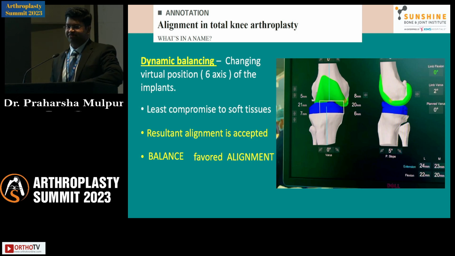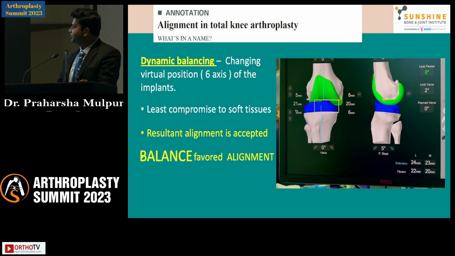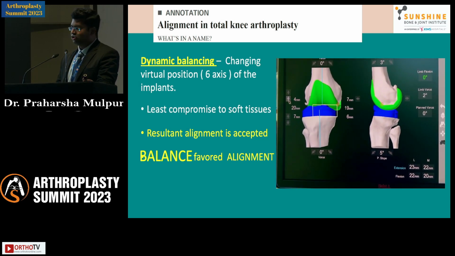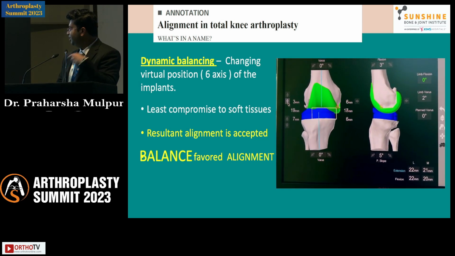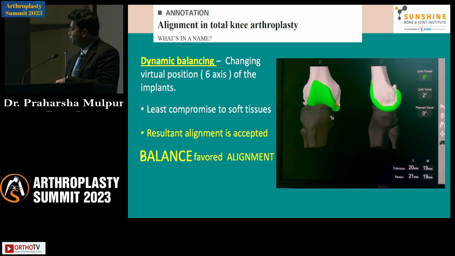This has to be done with changes in component positioning only, with the least compromise to the soft tissues. Whatever the resultant alignment is within those particular limits is accepted, and it is not the target to restore the CPAK phenotype as far as functional alignment is concerned. So balance is favored. You can see how the balancing goes on here. With adjustments in the component positioning, you can distalize and proximalize the components, and you will finally aim to give varus or valgus in the femur and tibia to equalize these gaps.